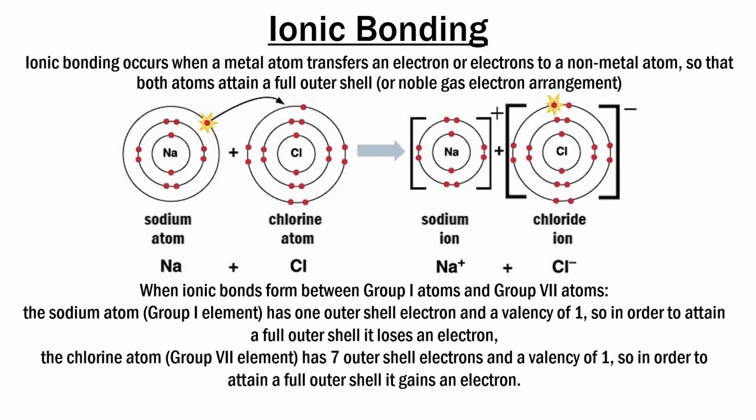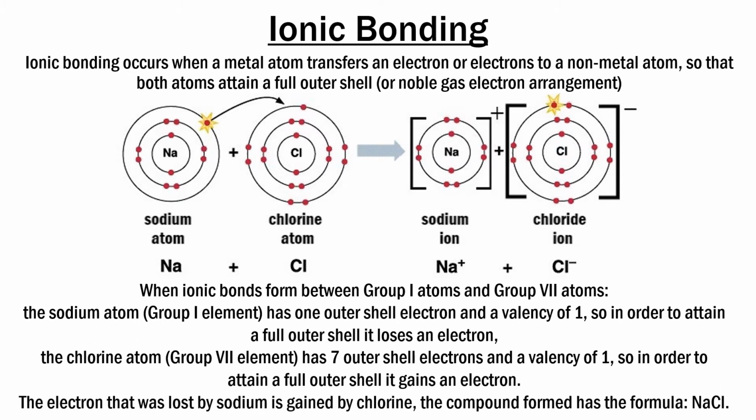When ionic bonds form between group 1 atoms and group 7 atoms, the sodium group 1 element has 1 outer shell electron and a valency of 1, so in order to attain a full outer shell, it loses an electron. The chlorine atom, group 7, has 7 outer shell electrons and a valency of 1, so in order to attain a full outer shell, it gains 1 electron. So that electron is transferred. The compound formed has the formula NaCl, sodium chloride.